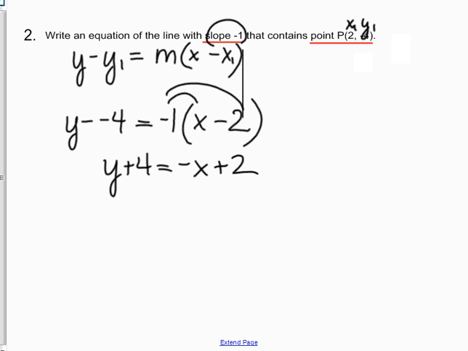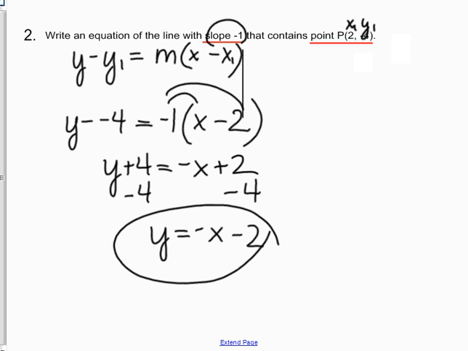Now I'm just going to get this y alone, so I'm going to take 4 away from this side and 4 away from this side. So y = -x - 2. That is the equation for this line. You can have a little 1 in here if that helps you. It's a -1x, but you don't have to have that.